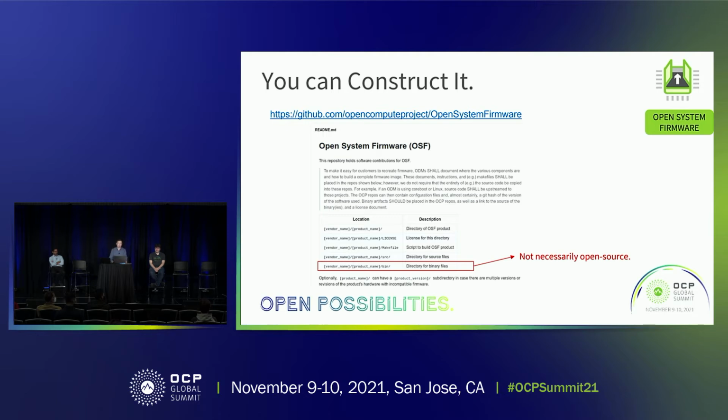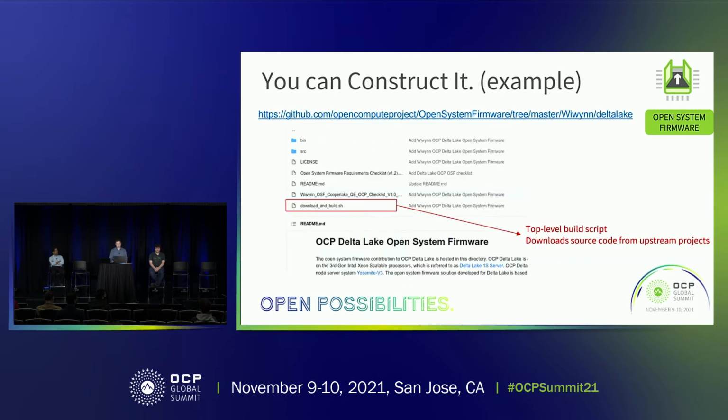And so here are some examples of how you can construct it. There is this GitHub repository for OCP and for OSF, actually. This is an example of how you could go to the directory of the sources and the directory of the binaries. This is basically showing you that the source of the firmware may not be completely open source. You can actually download some of the binary blobs.